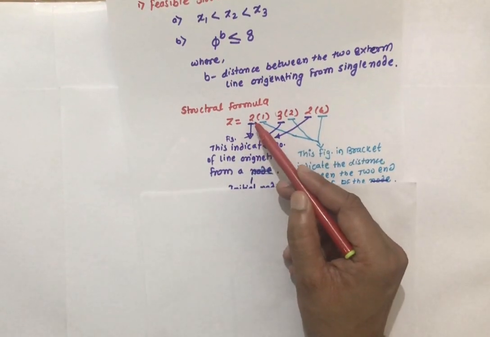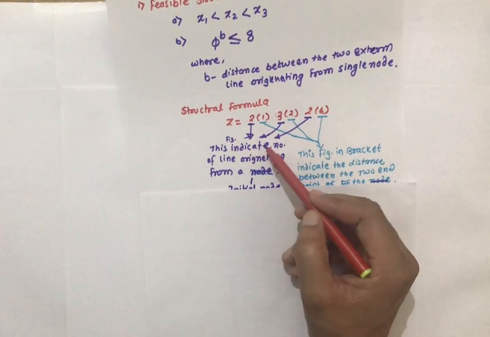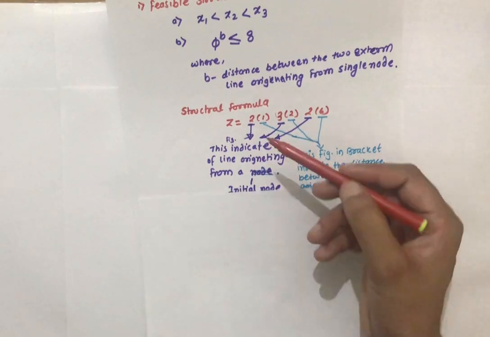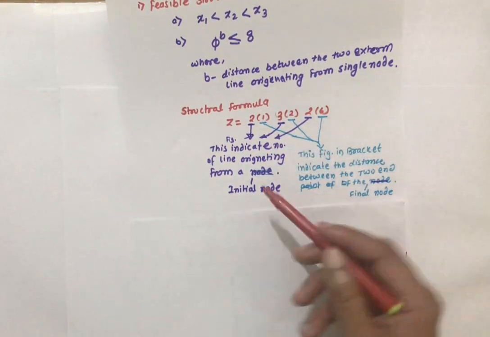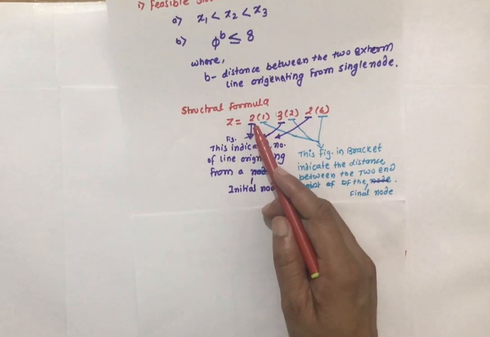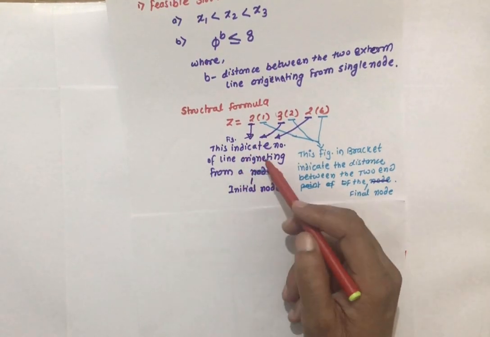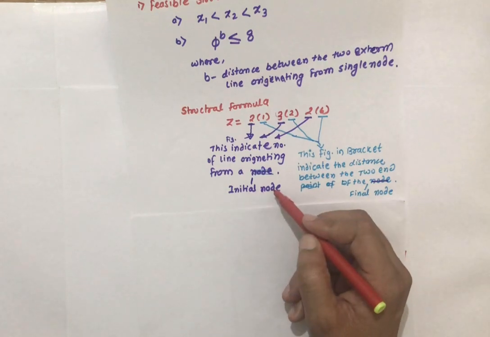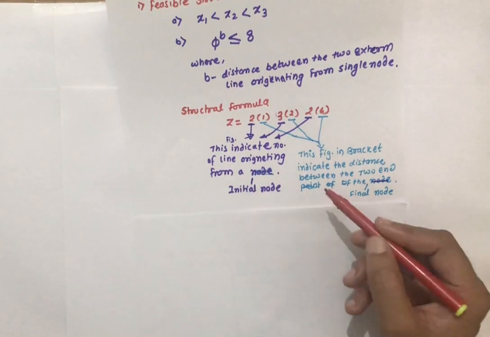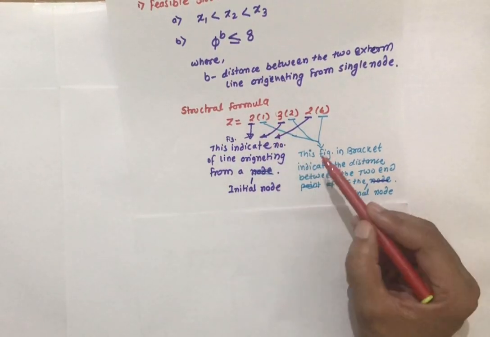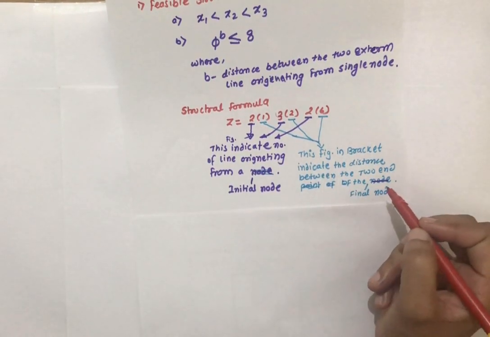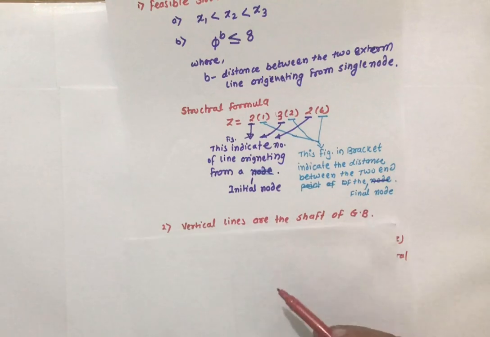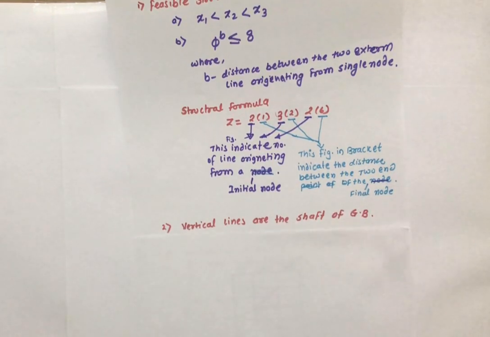Now the outer figure, that is p1, indicates the lines originating. These are important while drawing the structural diagram. This 2 indicates the number of lines originating from the initial node. We'll see this during the example. Now this bracket figure indicates the distance between two end nodes, or the distance between the two nodes.